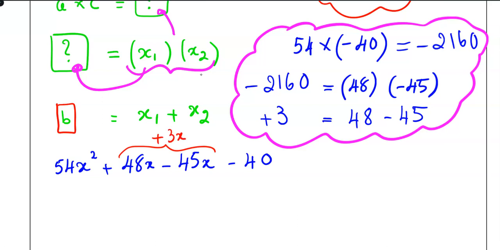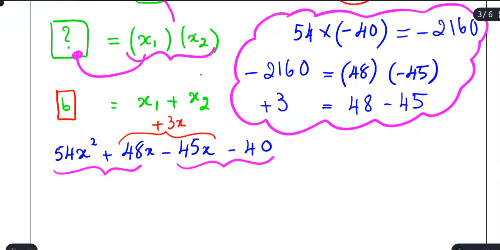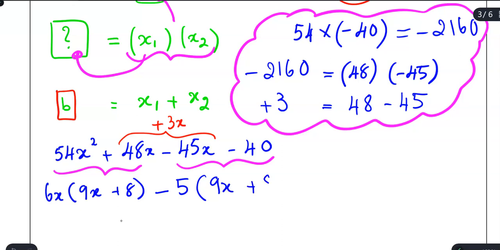Okay, so what you do next is you have to factor by grouping. So you group these two terms and find a common factor for them. For the first two terms, my common factor should be 6x. Here I should have 9x plus 8. Check: 6x times 9x is 54x squared. 6x times 8 is 48x. The next common factor I can pull out is negative 5. Then I should have 9x plus 8 inside the bracket. Negative 5 times 9x is negative 45x. Negative 5 times plus 8 will give me negative 40.